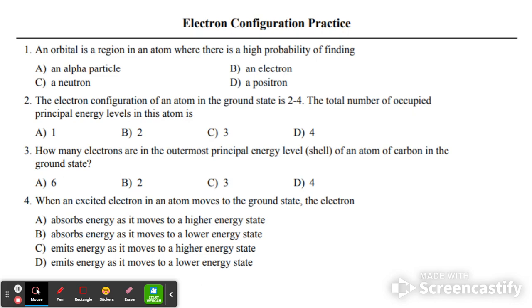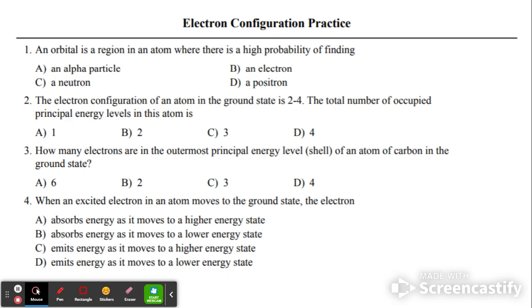Now, if we look at our periodic table, the electron configuration of carbon is as follows. There are 2 electrons in the first PEL and 4 electrons in the second and outermost PEL. Based on this analysis, there are 4 electrons in the outermost PEL. Thus, the answer for question 3 is D, 4.